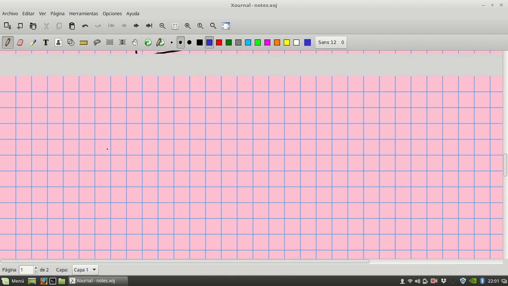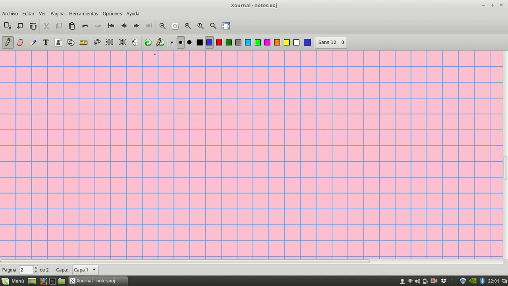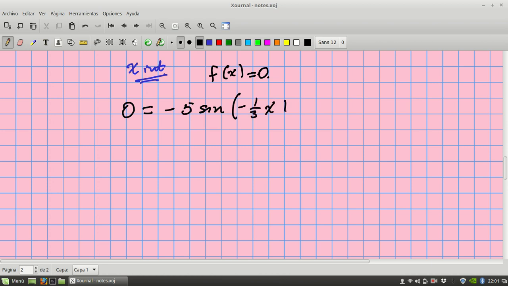To find the x-intercepts, we just need to set the function equal to 0. So we set f(x) equal to 0. So 0 equals minus 5 sine of (minus 1/3 of x plus pi/6) plus 2. Okay, so we're going to find the real zeros of x. So we're going to start solving by subtracting 2.